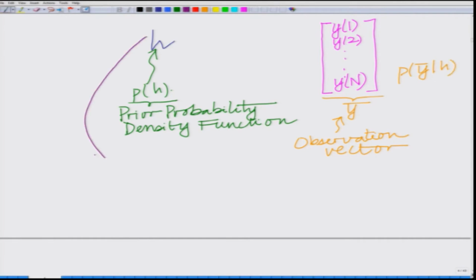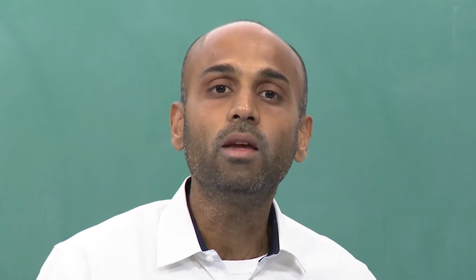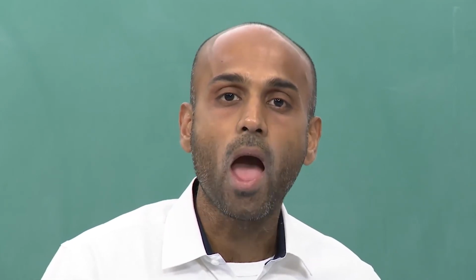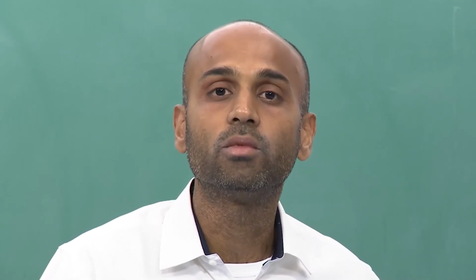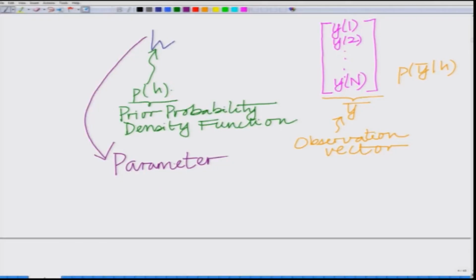Remember, this quantity h is also termed as a parameter which has to be estimated, given the observations y1, y2, up to yn, the n observations, or the observation vector y bar. Now, let us denote this estimate of h by h hat. So, h hat, the estimate of h, is naturally going to be a function of the observation vector. This is the standard notation used to denote the estimate.